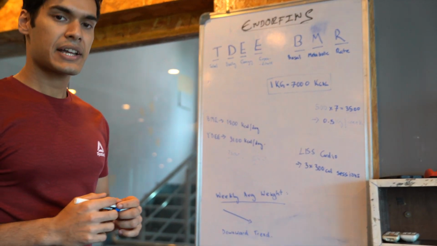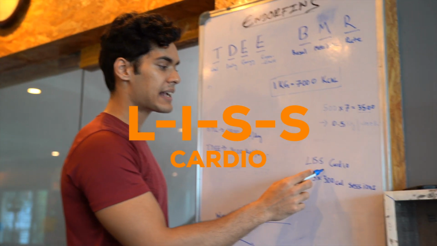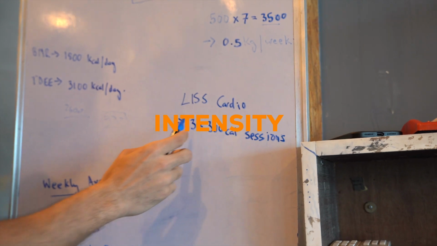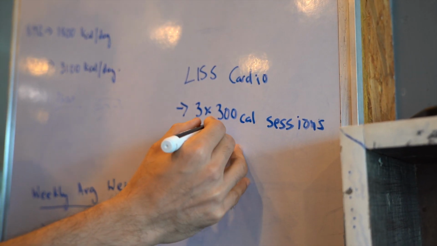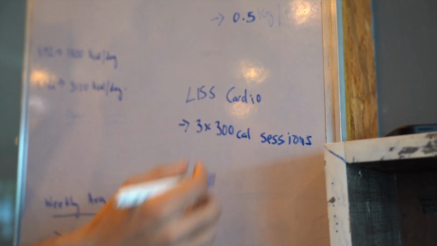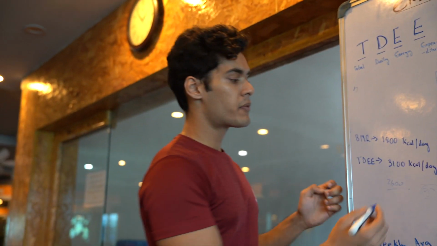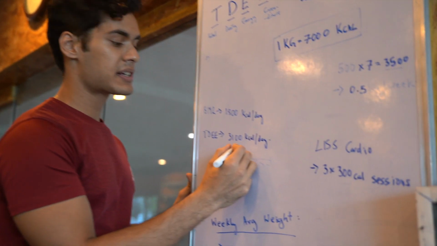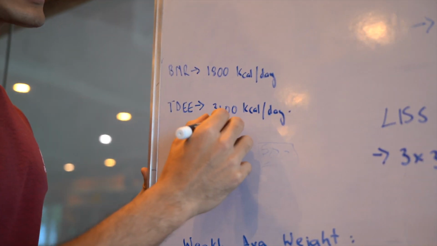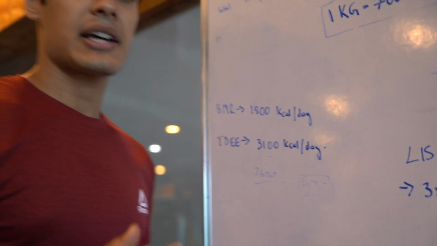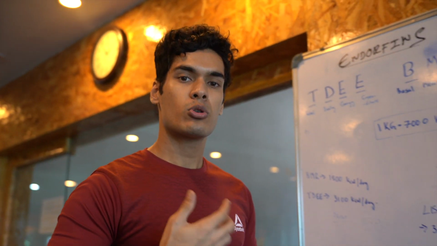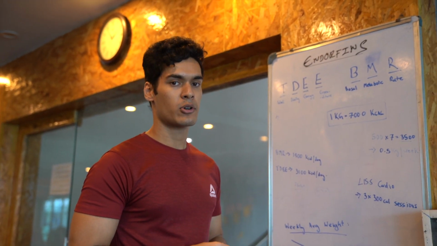One more aid we can use for this is LISS cardio, low intensity steady state cardio. So let's say I'm starting out with 3 into 300 calorie sessions initially. So I'm making room for a further 300 calorie deficit daily. So I'm burning 3400 calories and my TDEE goes up. This allows me more room to eat more food and still continue to lose the same amount of weight.